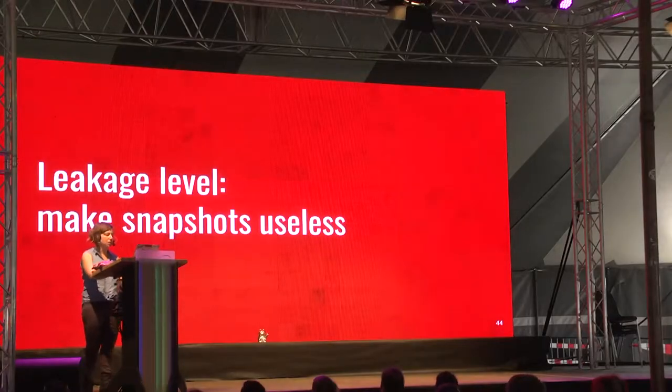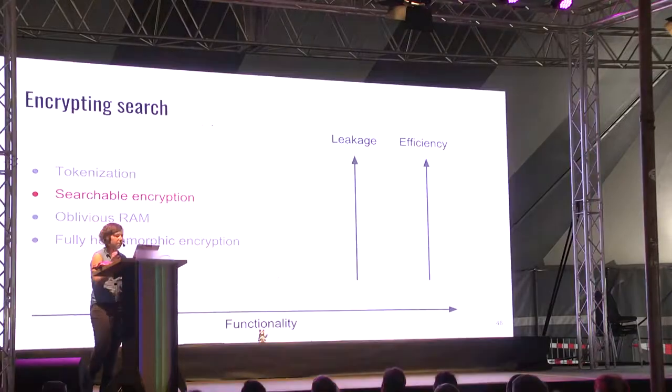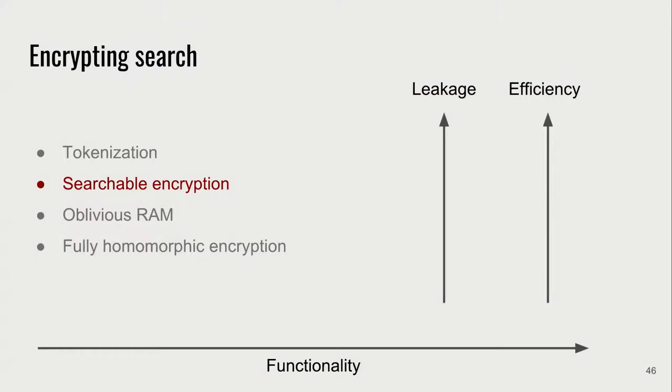For example, there's often transaction logs. Sometimes they literally just cache the query, so you have this information over time available to you, even if you think that you only have a snapshot on your machine at a particular time. Okay, so this leakage level of making snapshots useless, as it turns out, isn't really a thing that exists in reality. So, okay, if that doesn't exist in reality, what can we do instead?